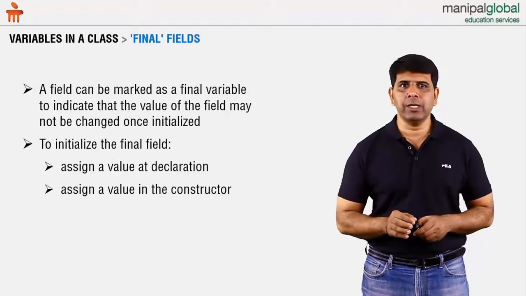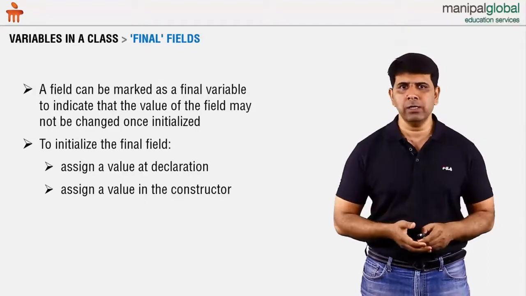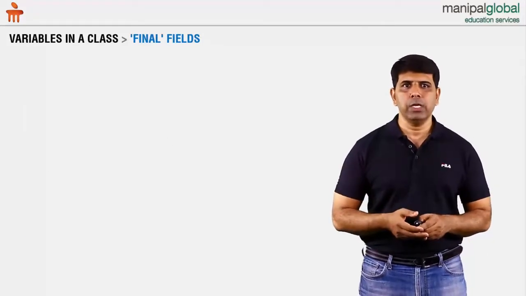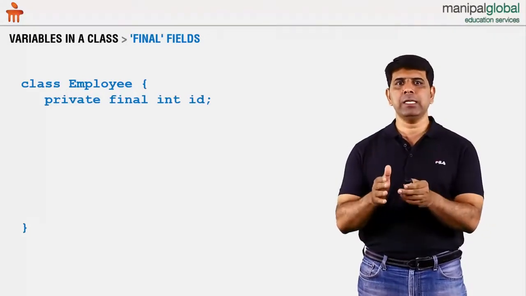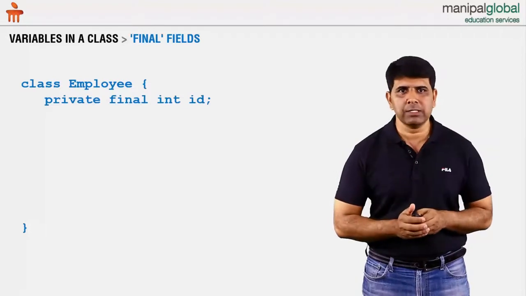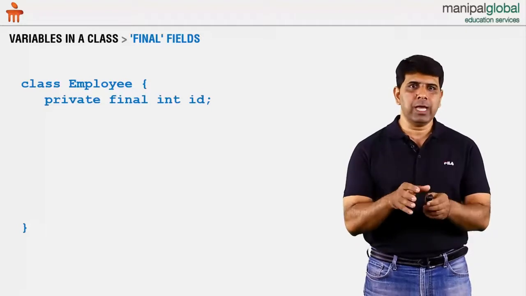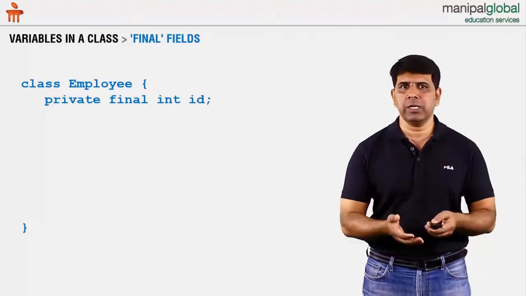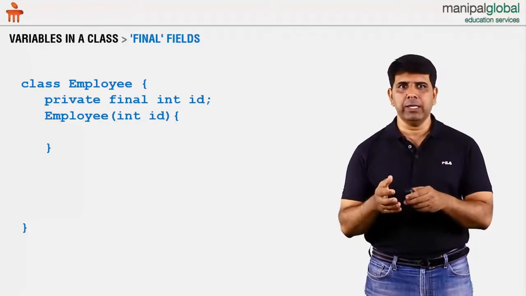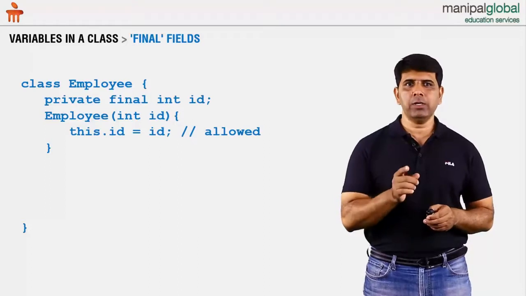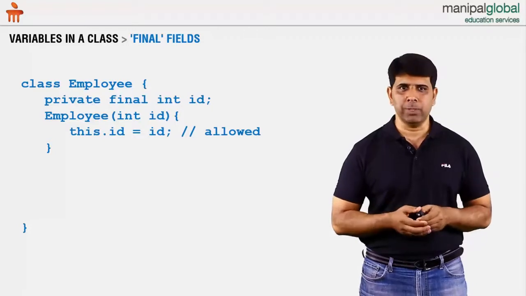Now, to initialize a final field, you can assign at the time of declaration itself, or you can do that at the constructor level. So if you have a class called Employee and we have a private final int id, now note that we are not initializing anything, and don't think that it gets initialized to 0 by default, because at the time of this initialization, the constructor is called. So we do have a constructor where an id is supplied and the id is assigned to this.id. And note that the constructor for a given object is called only one time. This is not going to be a problem.